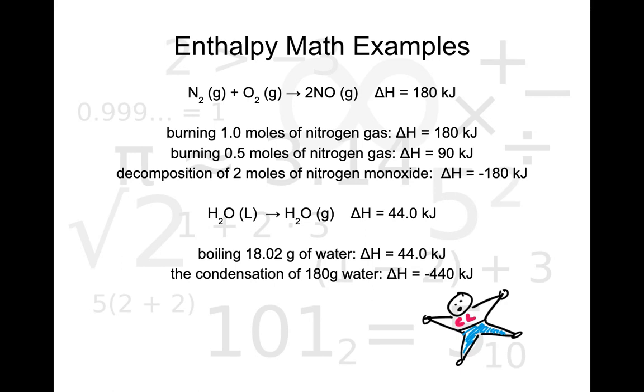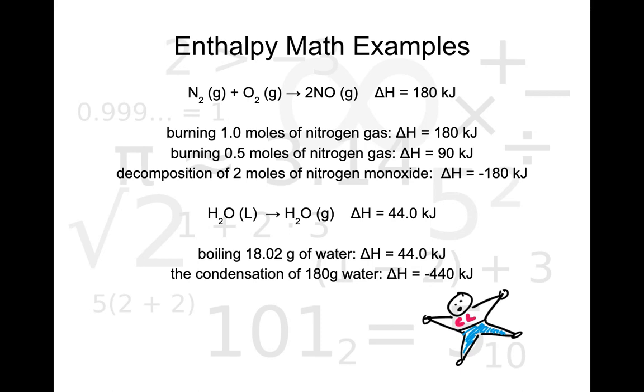Notice that the third line, the decomposition of 2 moles of nitrogen monoxide, says, if I could run that reaction in reverse, the delta H for that process would just be the opposite, or negative 180. The bottom one shows something that's not a reaction. And again, make sure that we understand this is not a chemical reaction. This is just boiling water. Water going from a liquid to a gas. That's an endothermic process. The delta H for that process is positive. The liquid water requires energy to become gas water.